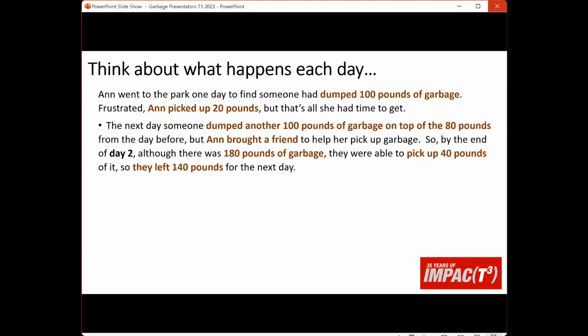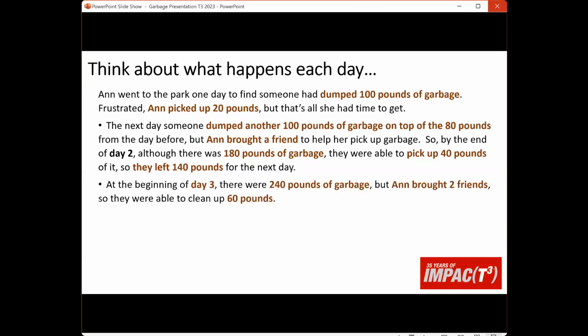Now I want you to think about this. They have 180 pounds of garbage. They picked up 40. They left 140. But what happens overnight? Someone is dumping 100 pounds of garbage. So at the end of day 3, or the beginning of day 3, there's now 240 pounds of garbage, but Anne brought 2 friends. So since each friend was able to pick up 20 pounds of garbage, they were able to clean up 60 pounds of garbage.